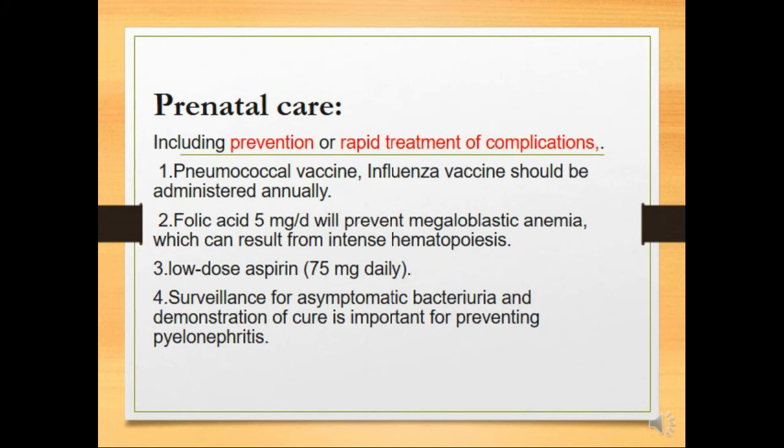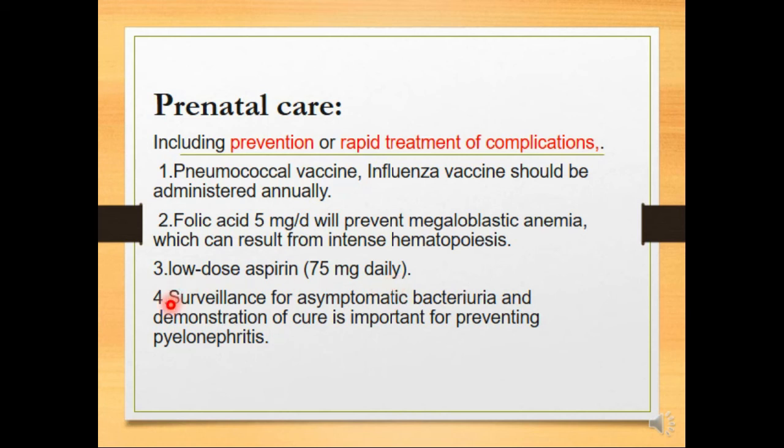Prenatal care for sickle cell disease affected pregnant women includes prevention or rapid treatment of complications. Pneumococcal vaccine and influenza vaccine should be administered annually, because as we said, these patients are more susceptible to infection. Folic acid 5 mg per day will prevent megaloblastic anemia, which can result from intense hematopoiesis. Low dose aspirin is also given daily to prevent other complications such as preeclampsia and intrauterine growth restriction.